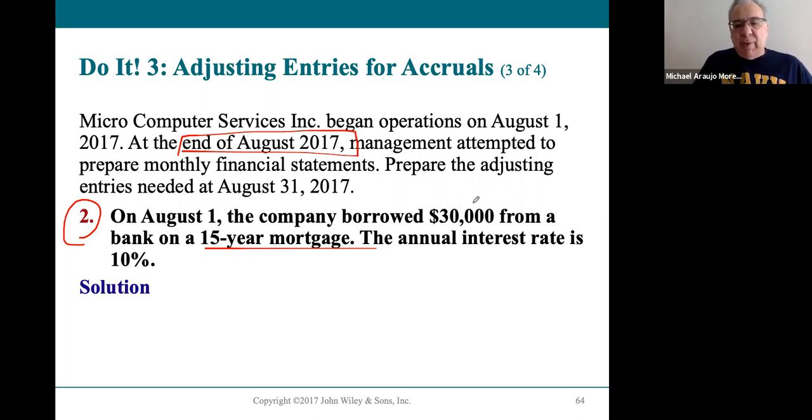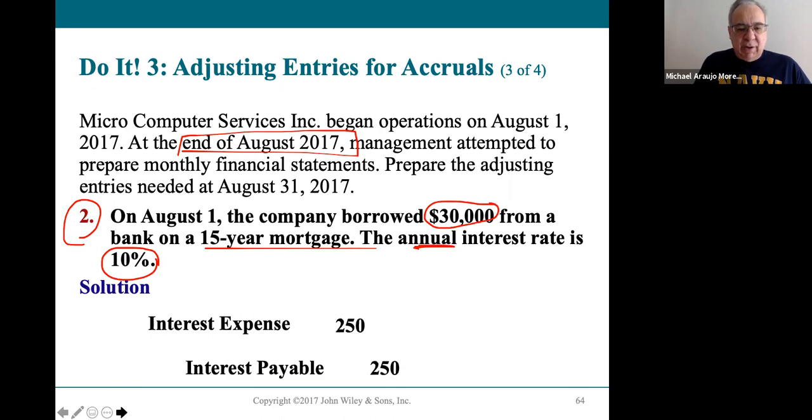So to calculate it, we take the $30,000, which is the original loan, and multiply it by the interest rate. This interest rate is for all 12 months, so we have to multiply that by 1/12. That's the interest. And when you do that, you get $250. And so for the end of August, you would have a debit to interest expense for $250, a credit to interest payable for $250. And that's the adjusting entry for that. But that's going to be your toughest one.